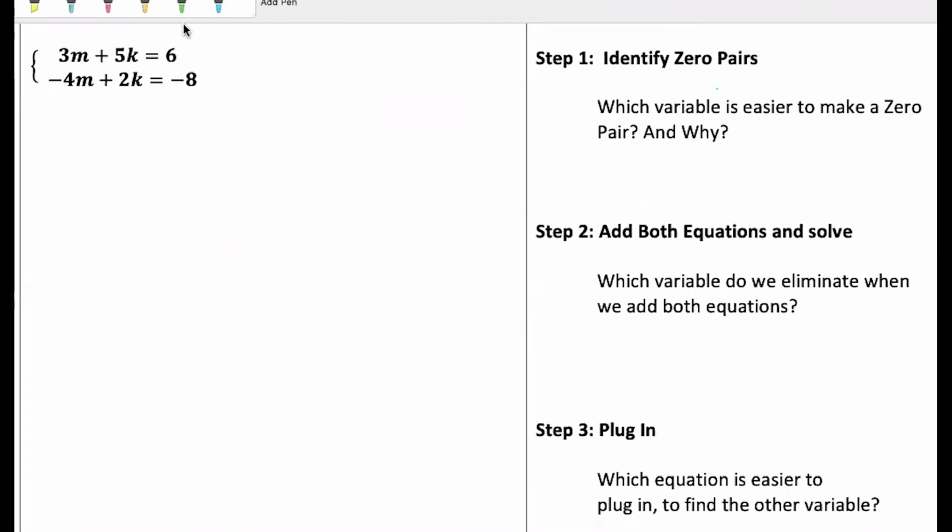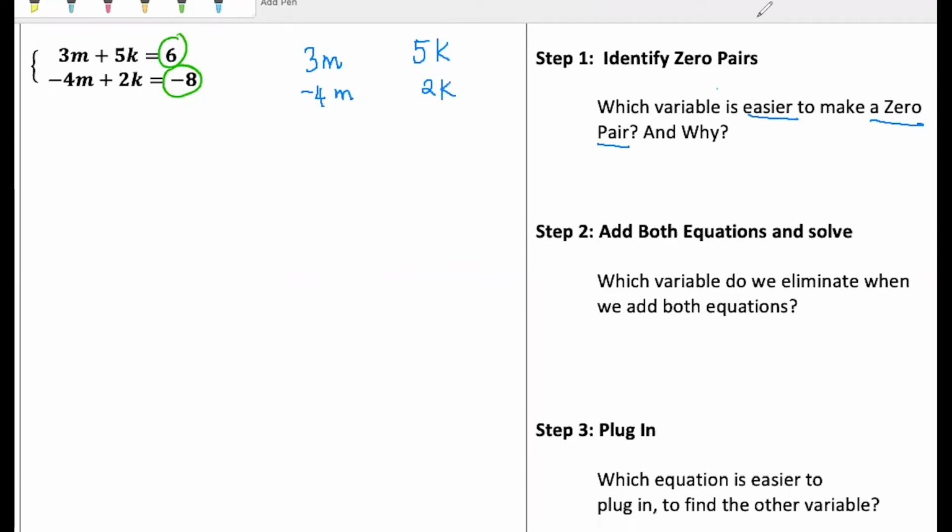Okay, so here comes the last example that we're going to do. There is a little typo right here, so do me a big favor and go ahead and fix this in your notebook. So let's go on with this one. In this one, we have two variables to think about. We have 3m, and then we also have negative 4m. And then we also have 5k, and then we have 2k. Now, what variable is easier to make a zero pair?